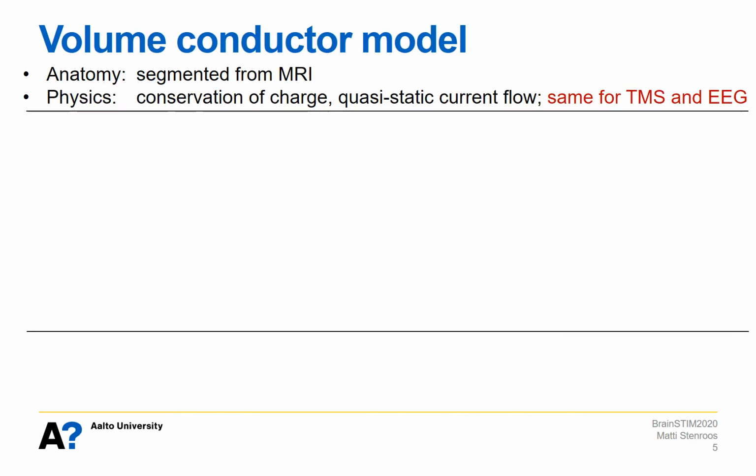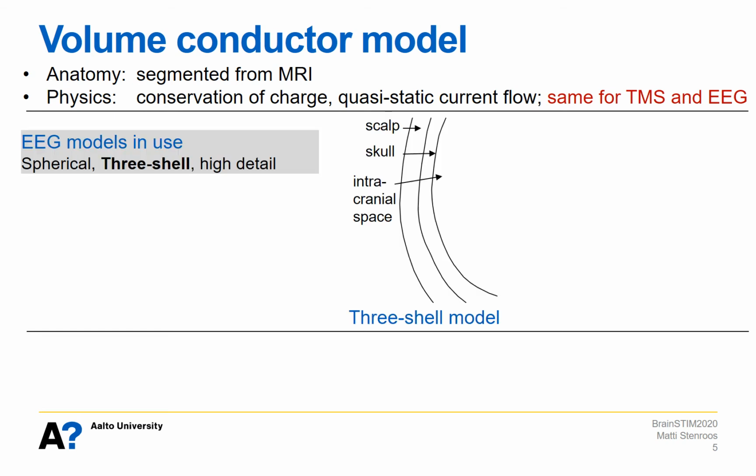The conductivity structure of the head has a major effect on the electric field. The physics of interaction between the E field and changes of conductivity is the same for EEG and TMS. When building a forward model, most of the effort is related to modeling this so-called volume conductor. The level of detail of the used volume conductor model varies a lot. For EEG analysis, we commonly use a three-shell model. Such a model can be constructed using, for example, the FieldTrip toolbox.